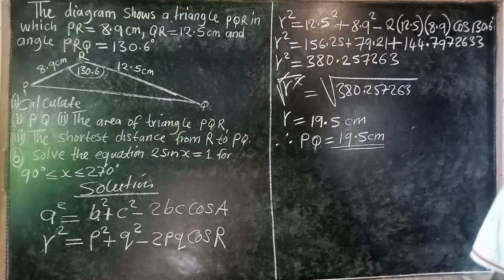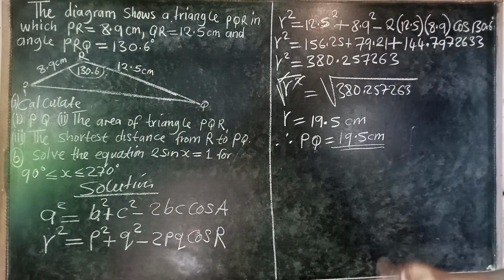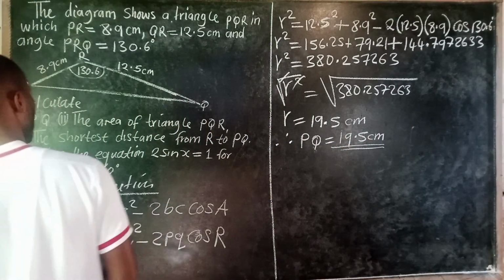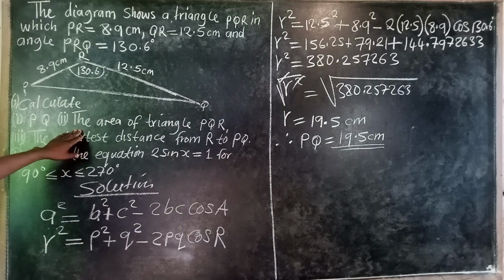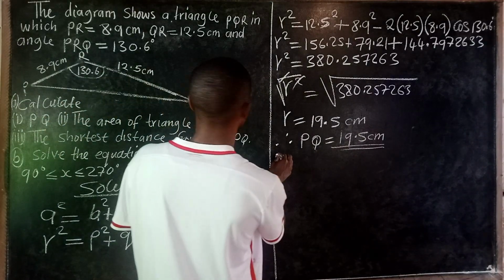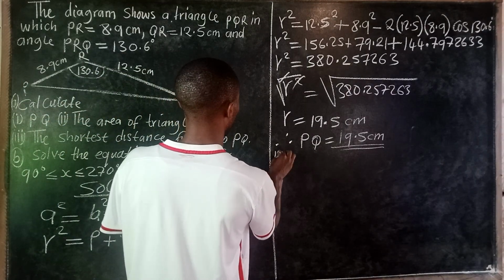That one alone is 5 marks. Just like what we've done. Simple as that. So quickly, we can go to the next question. The next question, they are saying now, the area of triangle PQR. Area of triangle PQR. So I want to find area, that is part 2 now.